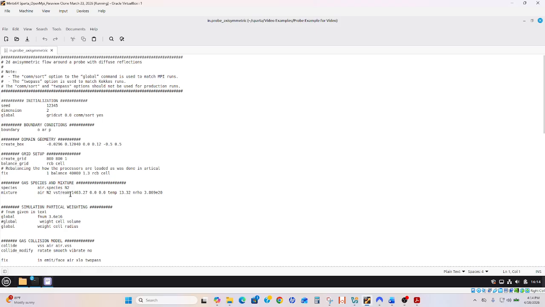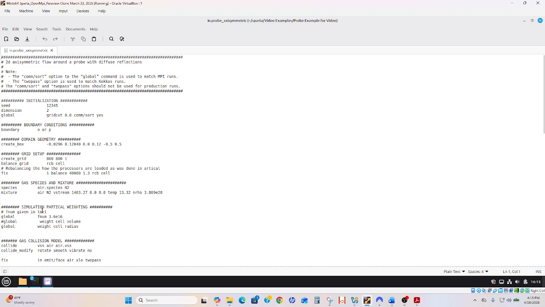We're setting the initial velocity, or the freestream velocity. So it's V infinity is going to be 1463.27. That's what they had. Temperature at infinity is 13.32 Kelvin. That's what they had in their journal article. And then the number density is 3.869 e to the 20. That's what they had. So all this data came directly from their journal article.